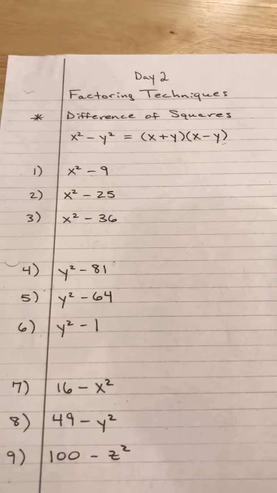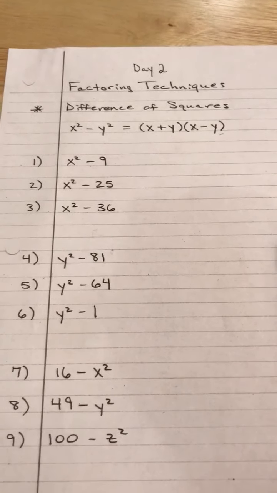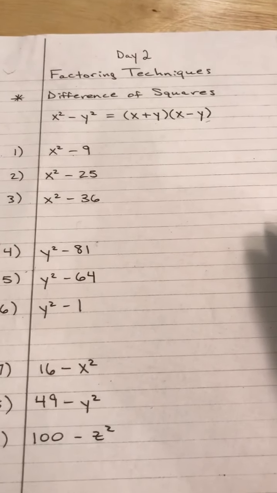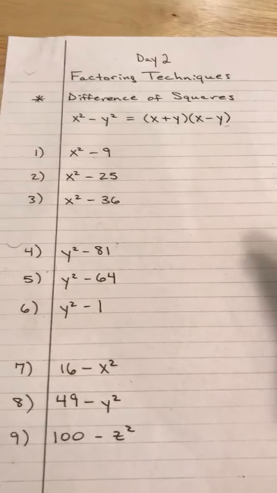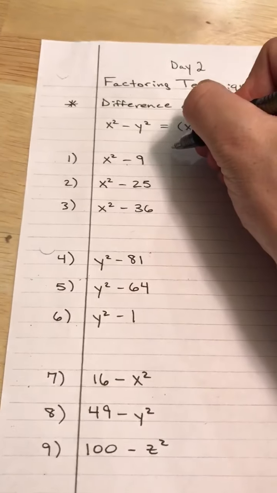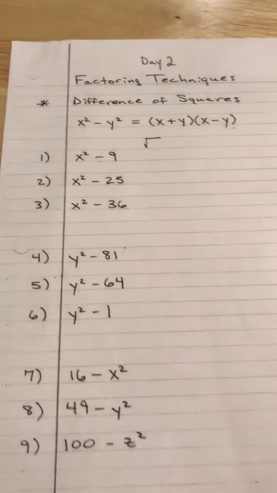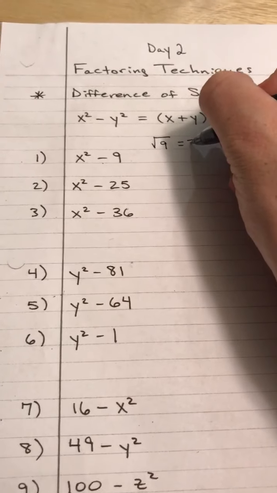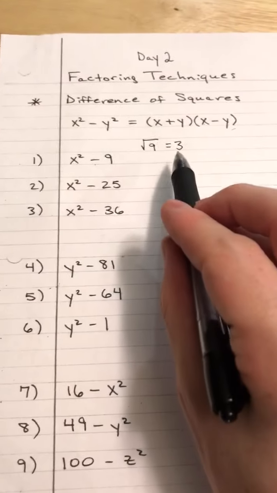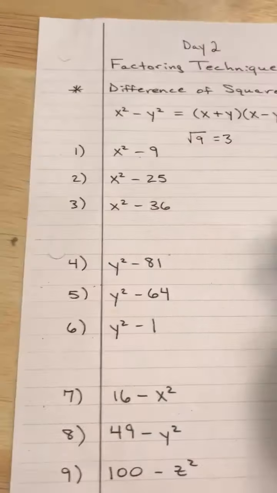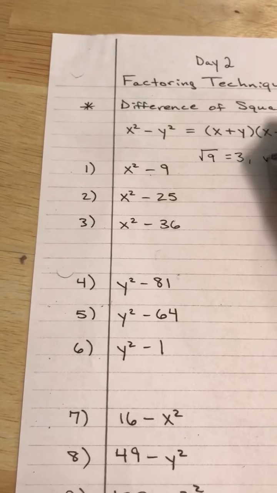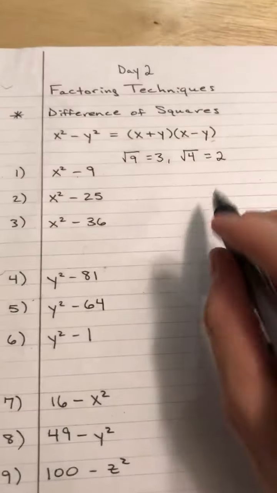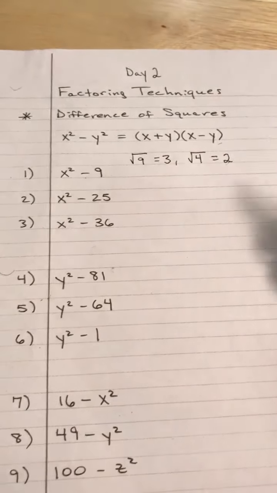Today I wanted to talk about another factoring technique that you may see in the weeks ahead. This is called difference of squares. Immediately, what we're trying to do is find the square root of a whole bunch of different numbers. Like, the square root of 9 would be 3, right? Because 3 times 3 is going to give you 9. And if that's true, then the square root of 4 would have to be 2, because I know that I can square 2 and do 2 times 2 to get 4.